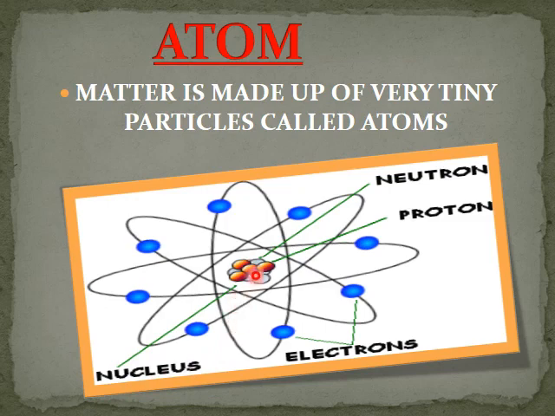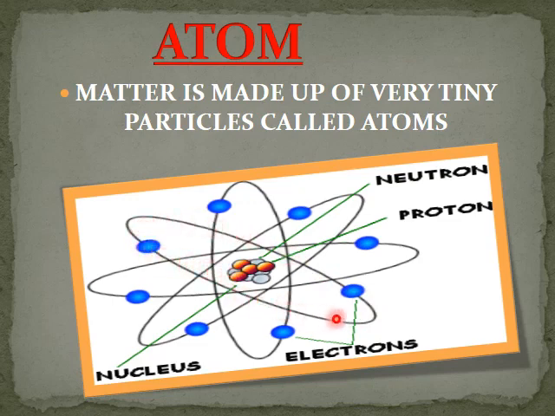The nucleus contains two particles. Number 1, neutron. Number 2, proton. So these neutrons and protons both are present in the nucleus, and the nucleus is present in the center of an atom, and there are elliptical paths which are called orbits. And you can see here the blue color electrons which revolve around this nucleus in the elliptical path.